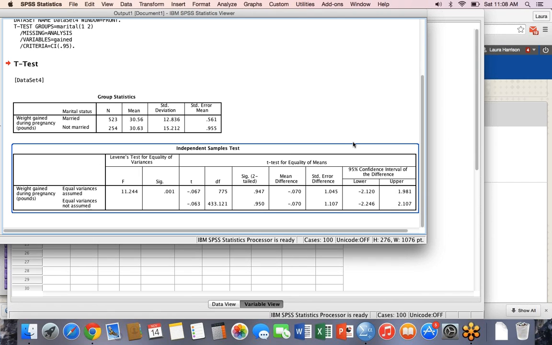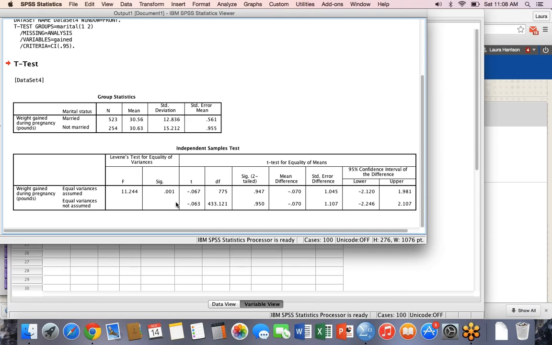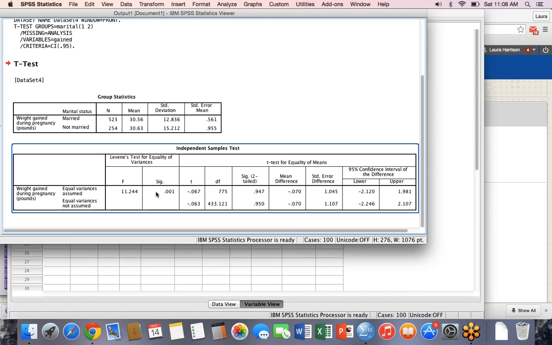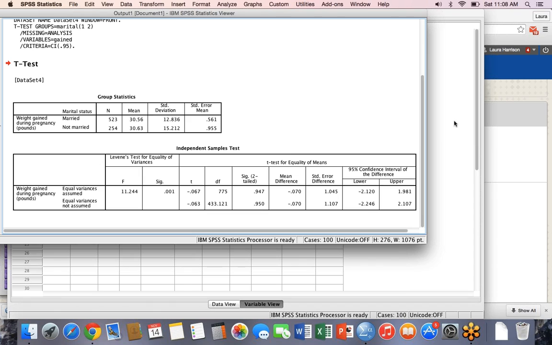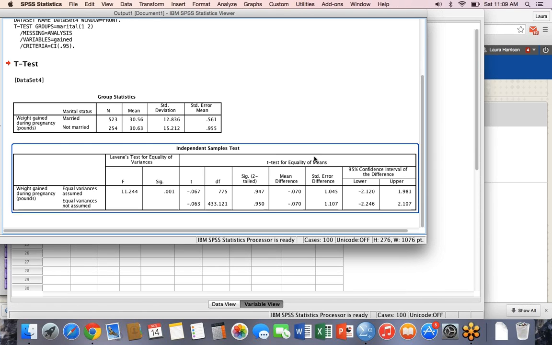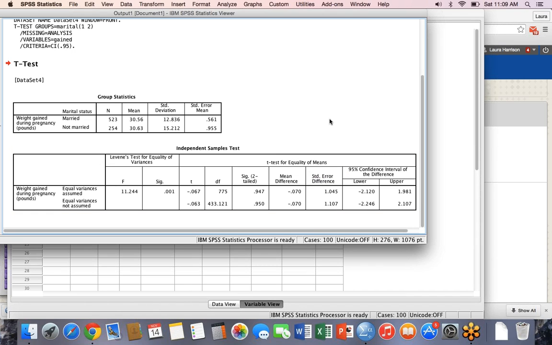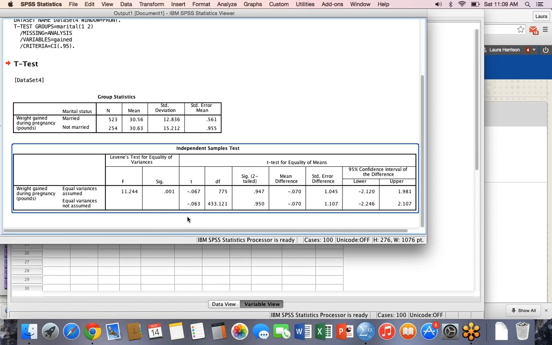SPSS made its own determination. It asks, should we assume equal variances? This is an interesting result. On the top line, that's our null hypothesis for equal variances. That F score has a significance, which is the p-value. If that p-value is less than 0.05, we reject that null hypothesis and we use the lower line, equal variances not assumed. For SPSS, this was a big enough sample for it to say, let's not pool the standard deviations. So it's saying you should use the bottom line instead of the top line.